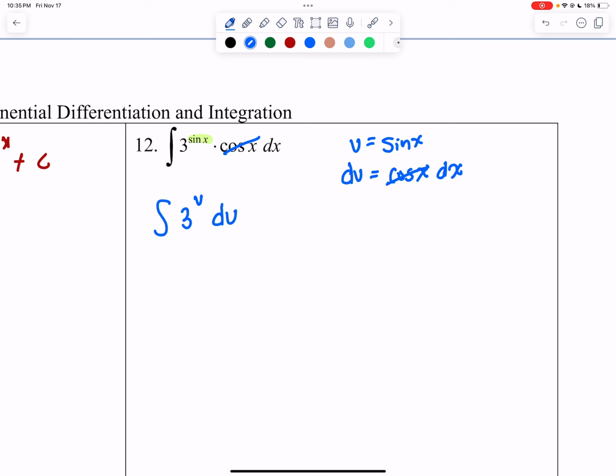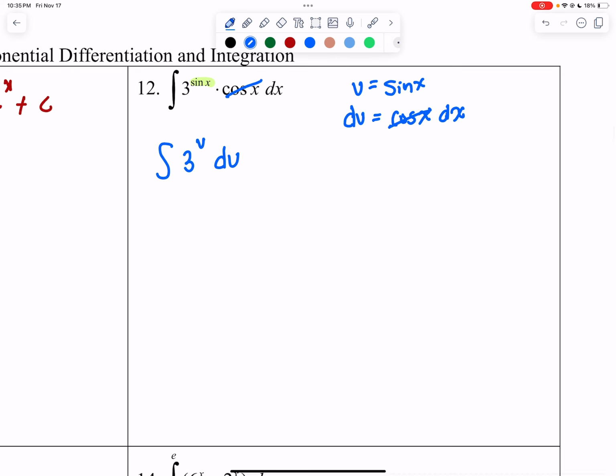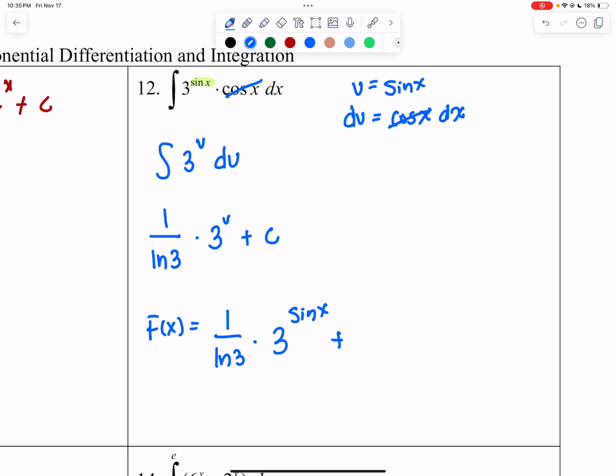And then if I were to take the antiderivative of that, I'm going to get 1 over ln of 3 times 3 to the u plus c. We know that u is sine of x, so I have my antiderivative being 1 over ln of 3 times 3 to the sine of x plus c.